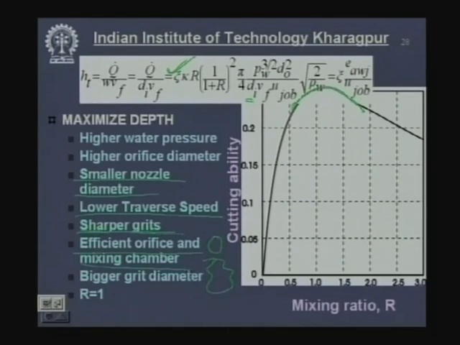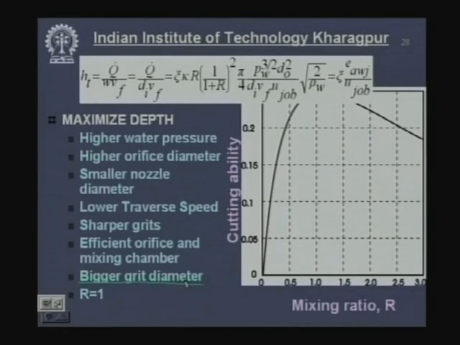Efficient orifice and mixing chamber. We have talked about quite a few coefficients. One is this, phi, psi, eta and zeta. This talks about the material sharpness. What are these? This is the velocity coefficient, this is the contraction coefficient, and Cd was there, which was the discharge coefficient. If your orifice and nozzles are efficient, then these values would be very near to 1. So, that is also required.